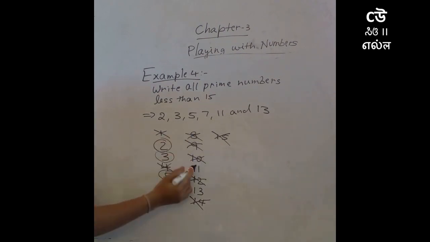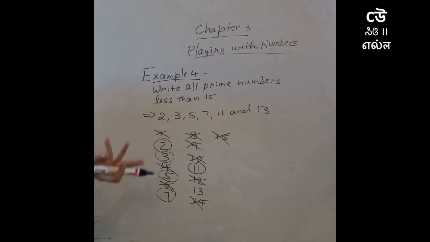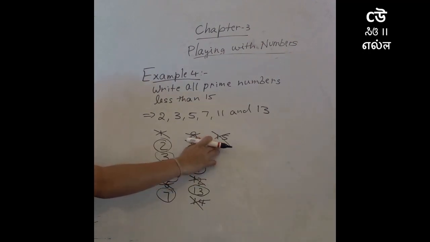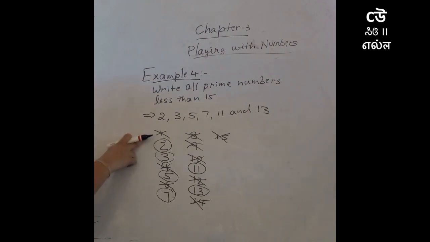Next number which we have is 11. So 11 1s are 11, 11 2s are 22. So we have to go only till 15. So you can take 11 directly. Okay. Next, 13. 13 1s are 13, 13 2s are 26. So we have to go only till 15, you can directly write till 13. Okay. So with this method, that is with sieve method, you can find the prime numbers. Okay. If they ask any number, find the prime numbers less than 50 or 40 or 60, you can use this method and find the prime numbers. Okay.